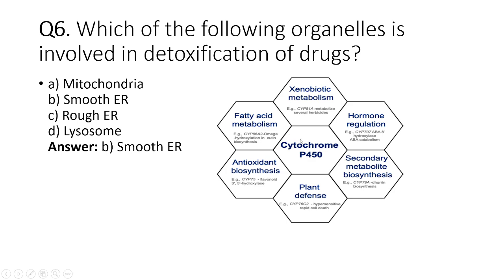The smooth endoplasmic reticulum contains enzymes called cytochrome P450 enzymes. These enzymes play a key role in the metabolism and breakdown of various foreign substances, including drugs, toxins, and harmful substances, making them more water soluble and facilitating their elimination from the body.